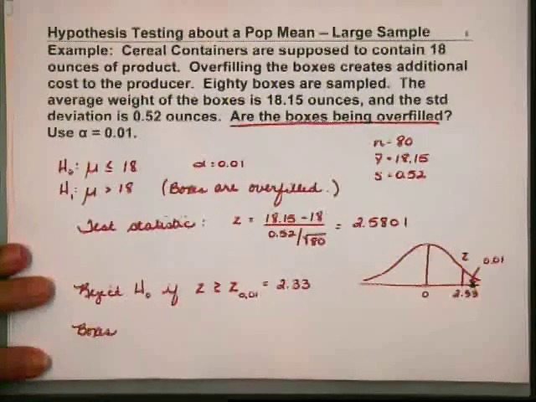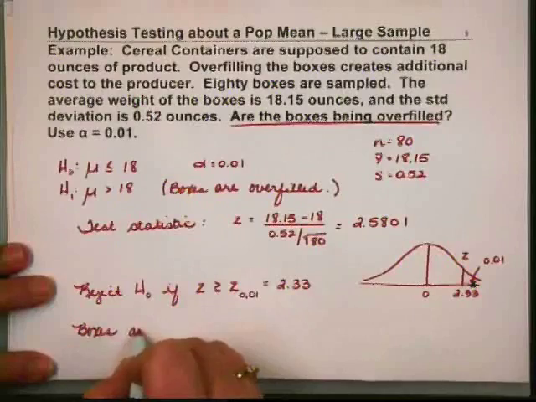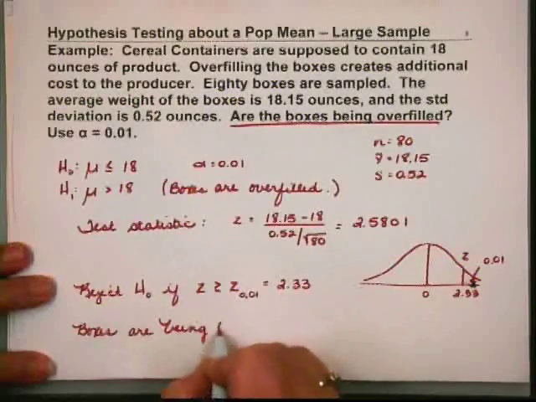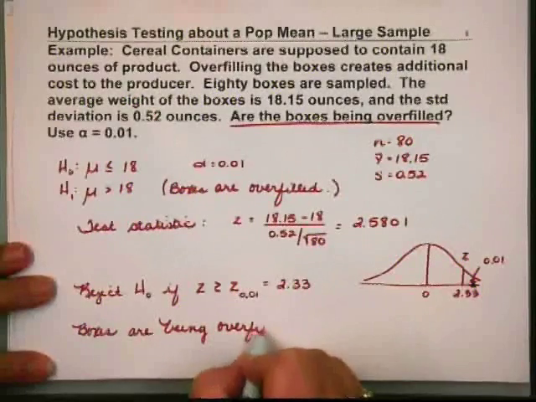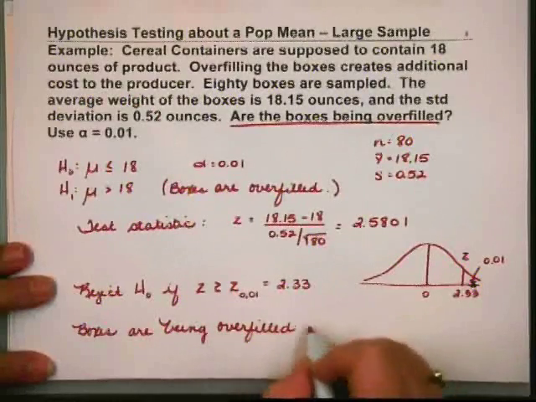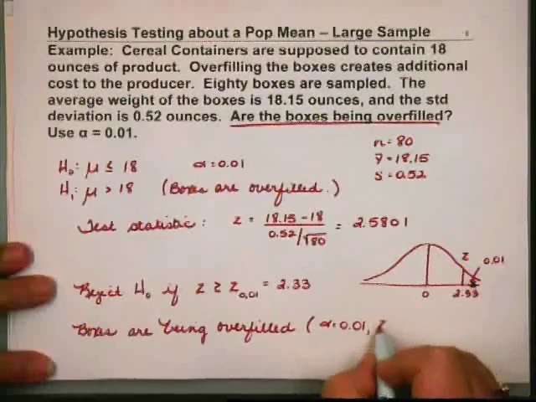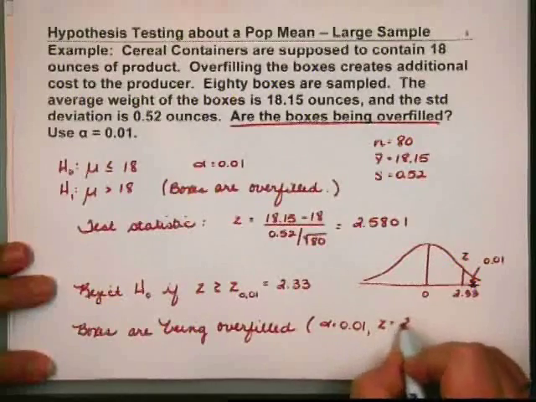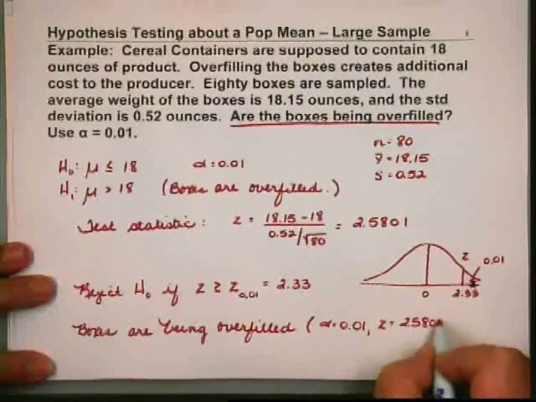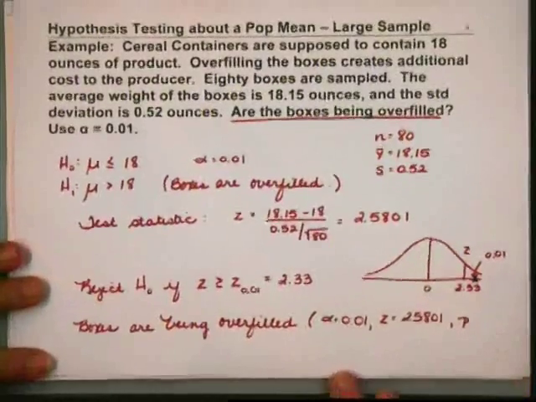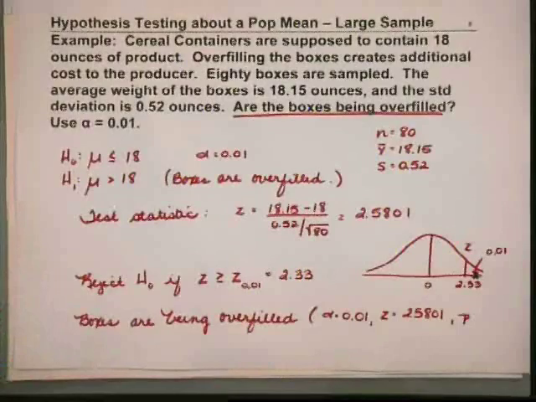The boxes are or are not being overfilled. The boxes are being overfilled. Cite the alpha of 0.01. We calculated a z-score of 2.5801. And we need a p-value. We'll fill that in just a second.